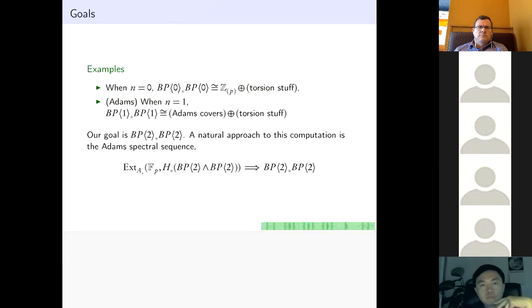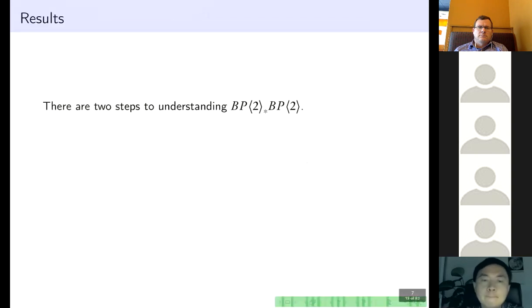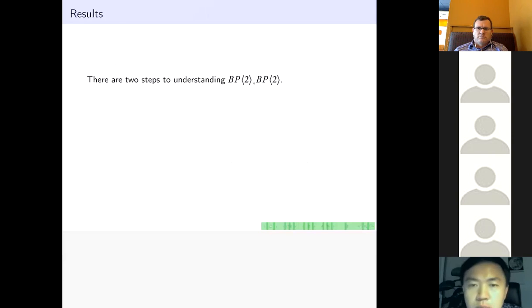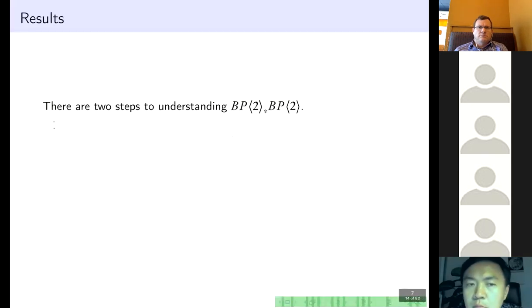The Adams spectral sequence is of this form for BP⟨2⟩ cooperations. There are two steps to understanding the cooperations algebra. The first thing is you want to understand what the Adams E2 term even looks like. So that's the first part.